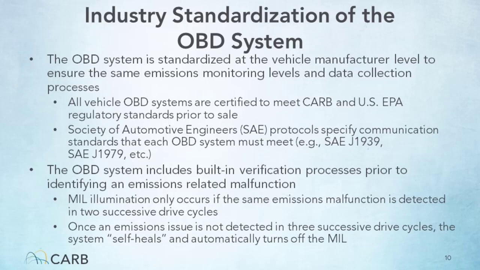OBD systems have built-in verification processes to ensure accuracy in detecting emissions-related faults. Specifically, in order for the OBD system to illuminate the MIL, an emissions fault must be detected in 2 successive drive cycles of the vehicle. This requirement ensures an emissions-related issue is present prior to illuminating the issue to the operator and minimizes the potential for errors. Further, the OBD system has a self-healing functionality, whereby if an emissions-related issue is no longer detected by the system, the MIL will turn off, letting the operator know that the issue is no longer present.